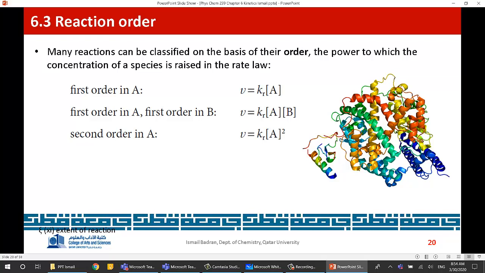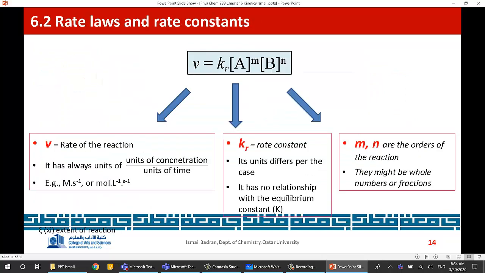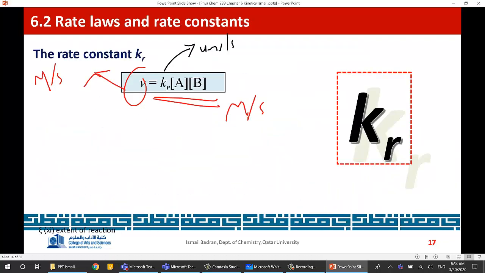So far we've been talking about three things: reaction rate. Now we know what the reaction rate is, how to write the rate formula, what the units are and so on. We also talked about Kr, which is the rate constant. Remember, I was referring to this slide. So now we know what V, the rate, is. We talked about Kr and how to find its units. Now let's talk about this M and N, which are the orders of the reaction.